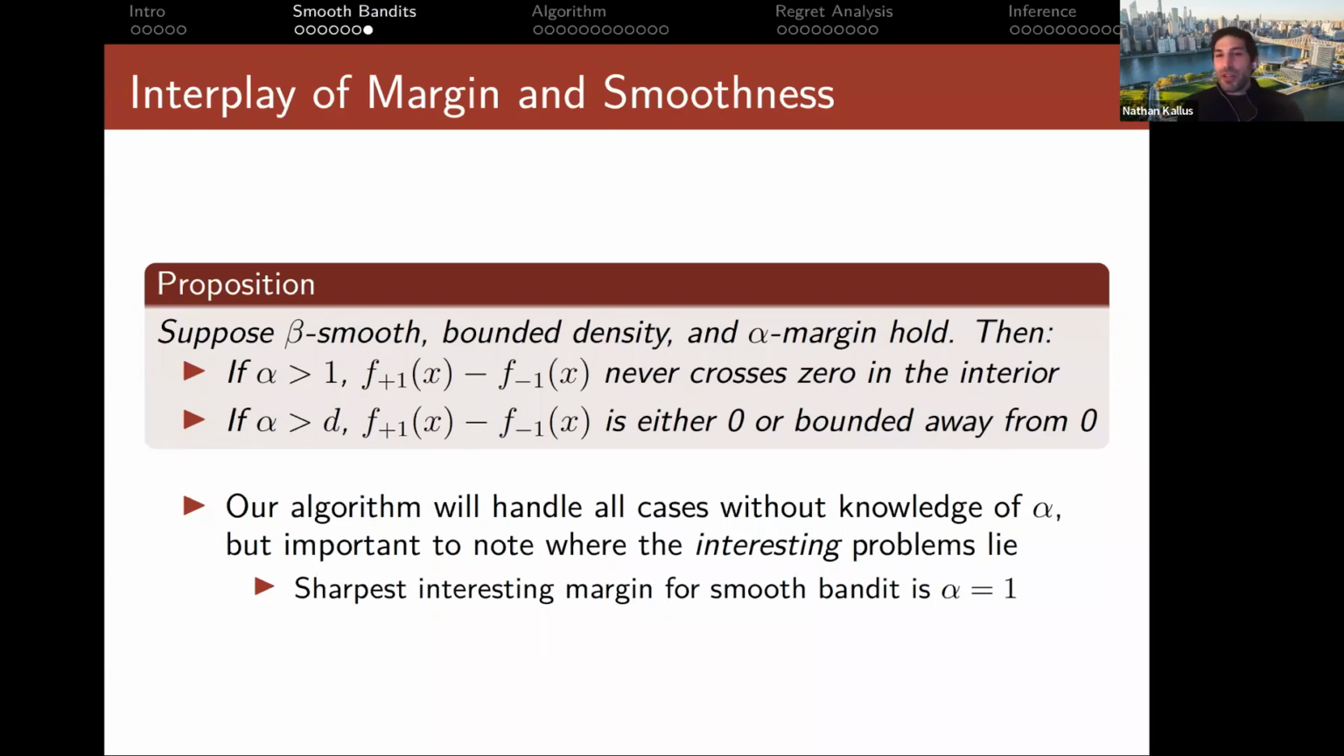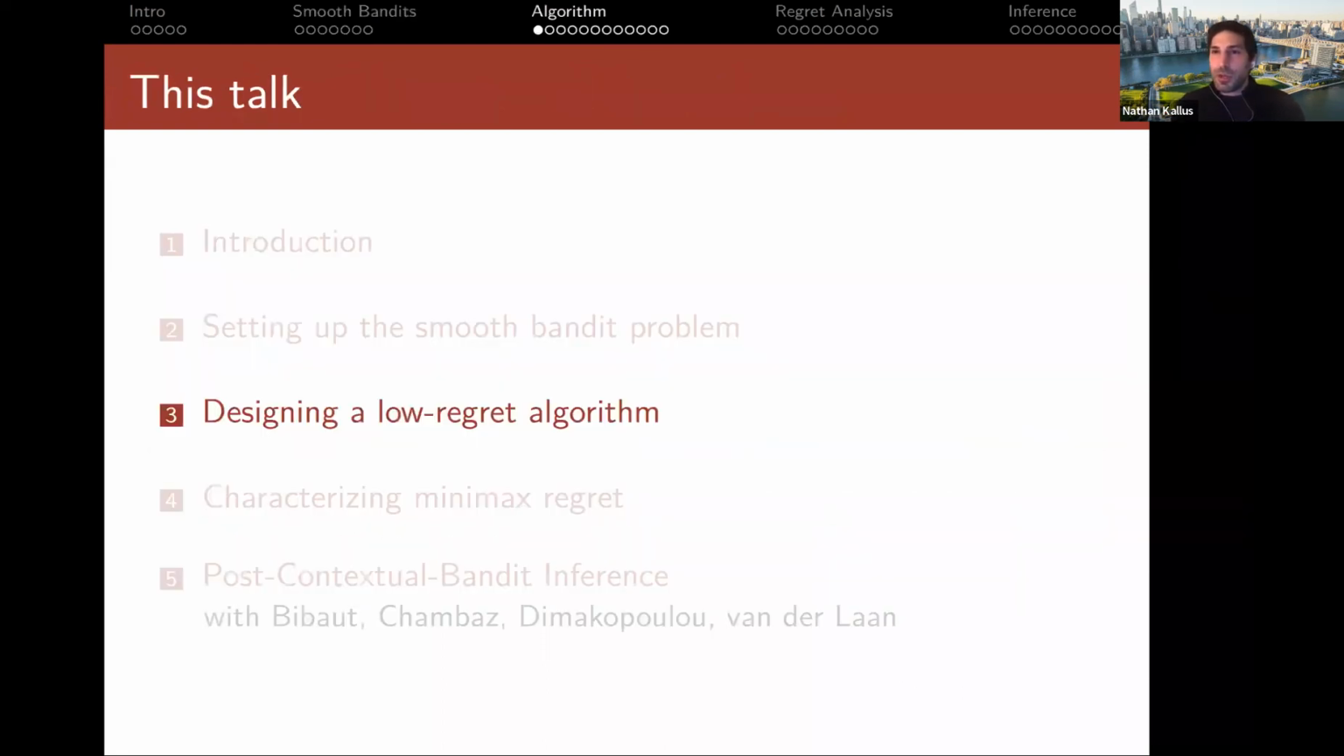Our algorithm is going to handle all cases of alpha, whether trivial or not. But here we're defining a new class of bandit problems, so it's important to keep in mind what the interesting bandit problems are, where it's still contextual and not so trivial. What's important to keep in mind here is that the sharpest interesting margin for us in a smooth bandit problem is going to be alpha equals 1. So we're going to restrict our attention to alpha between 0 and 1 from now on. Okay, so that's the class of problems that we're going to tackle.